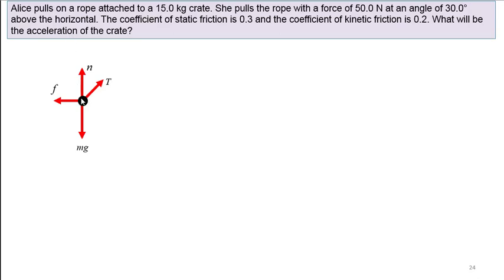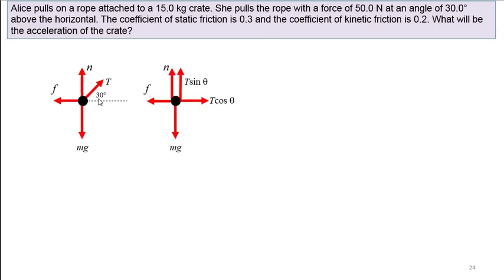So in order to figure out what's happening with the crate, I'm going to need to calculate my net force. I need my net force in this y direction, and there's a component of this force in that direction and a component in this horizontal direction. How do I figure out my components? Well, the magnitude of this vector is 50 newtons, and it's making an angle of 30 degrees with the horizontal. So I just do my normal thing, the way I've normally broken up vectors.